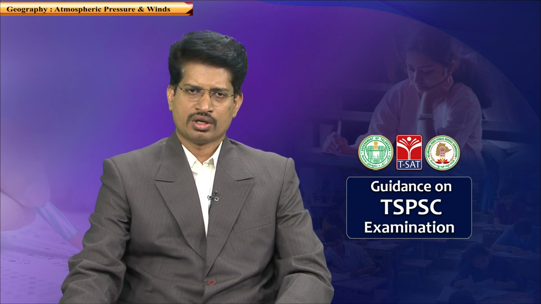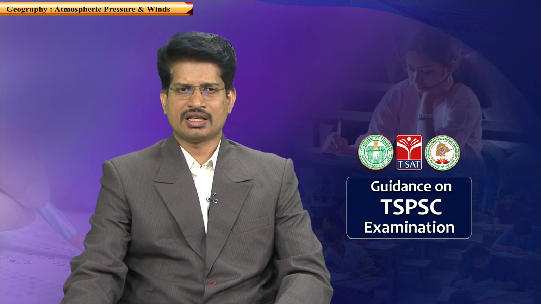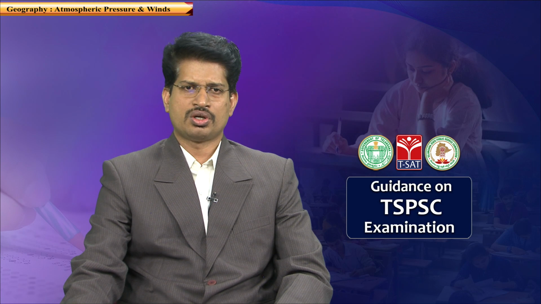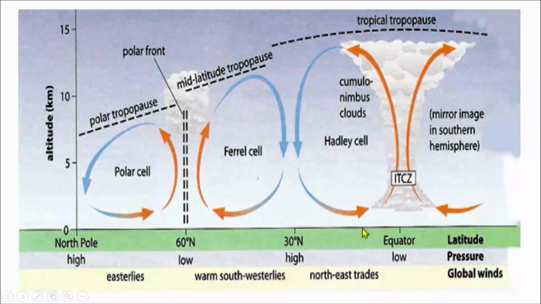So, this Hadley cell, Ferrel cell and polar cells which I have projected to you are not always coincident with the latitudes. They will be oscillating to the north and south as the thermal equator oscillates to the north and south of the equator.